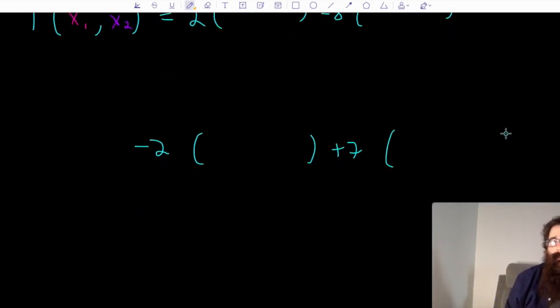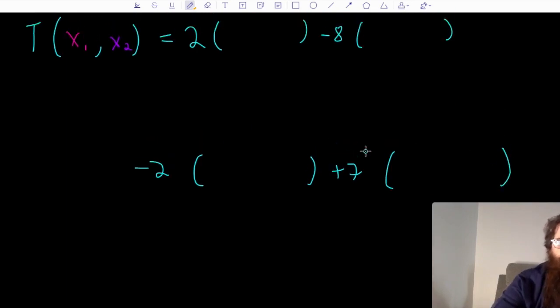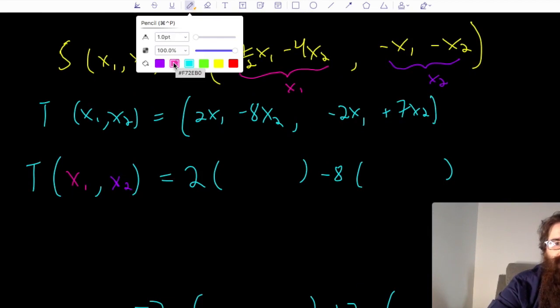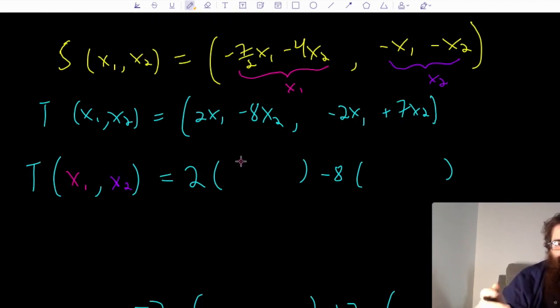Scooch down a bit. I apologize for having to break this up a little bit, but you're going to see the magic anyways. We are here for the magic. Do you believe in magic? So 2 times x1, I'm replacing x1 with this -7/2 x1 minus 4x2. And then minus 8 times x2, but I'm replacing x2 with, in purple, this negative x1 minus x2.